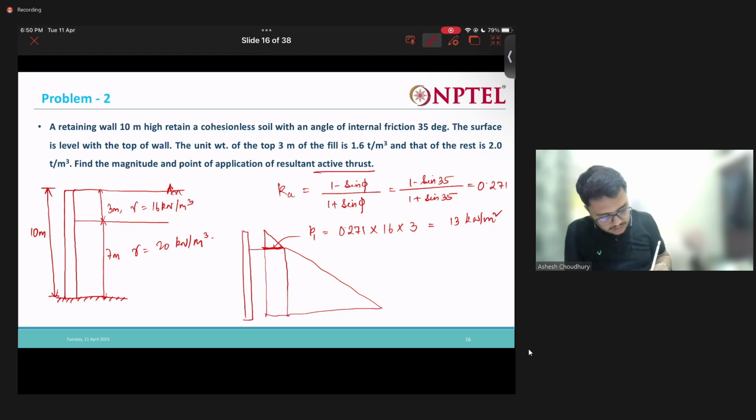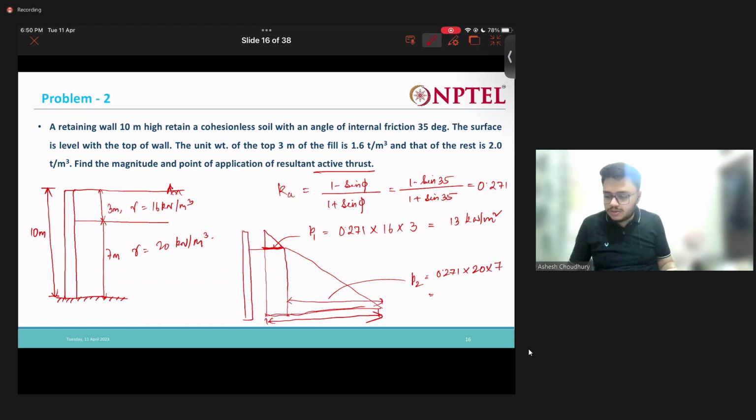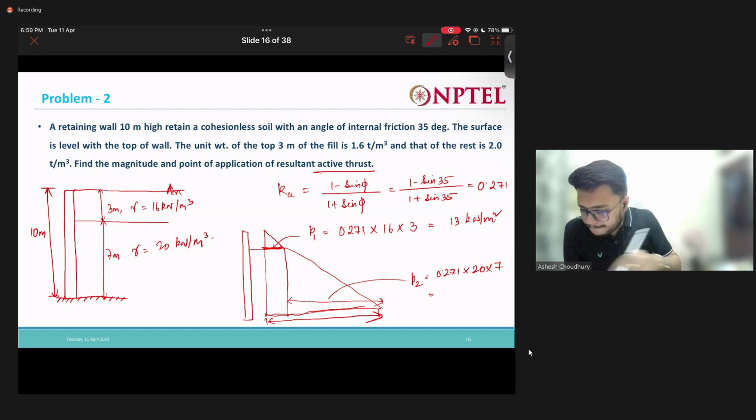Okay, so what is this value? 0.271 into 20 into 7. Yeah, you are telling about this triangle, yes. This one is 0.271 into 20 into 7, equal to how much? 37.94.